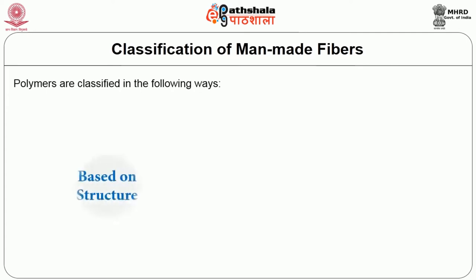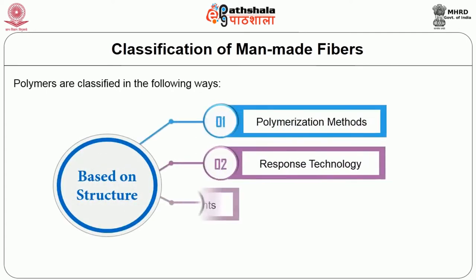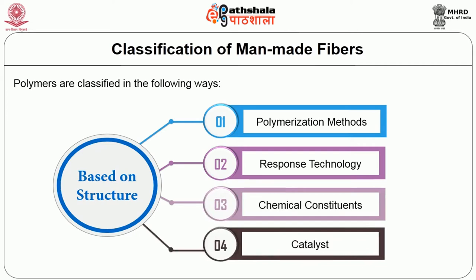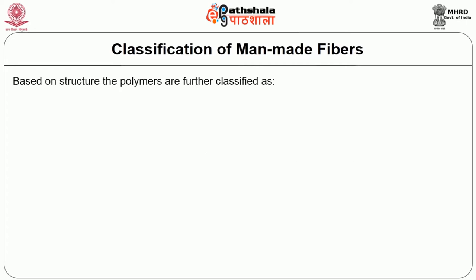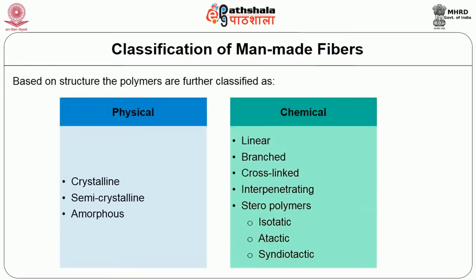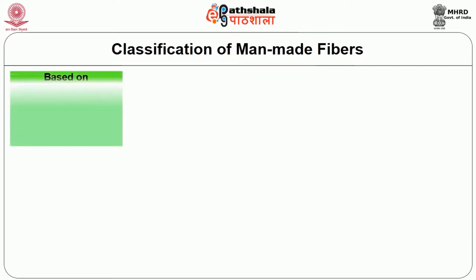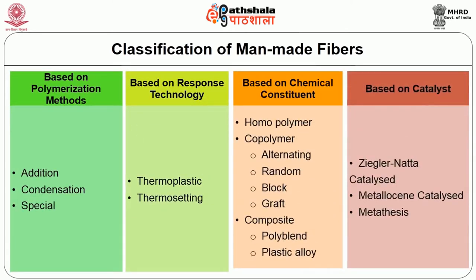Polymers are broadly classified in the following ways, that is based on the structure, the polymerization method, the response technology, the chemical constituents and catalysts. Based on the structure, the polymers are further classified physically as crystalline, semi-crystalline or amorphous in nature. And chemically, it could be linear polymer, branched polymer, cross-linked polymer, interpenetrating polymer, or stereopolymeric, such as isotactic, atactic, and syndiotactic. And based on polymerization methods, it is classified as addition, condensation or special type of polymerization.